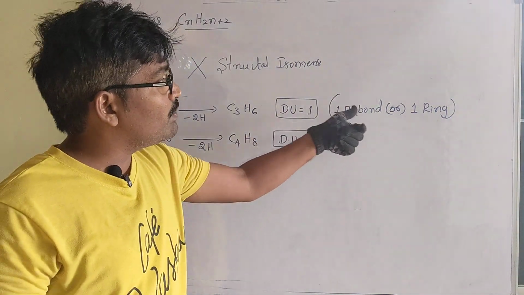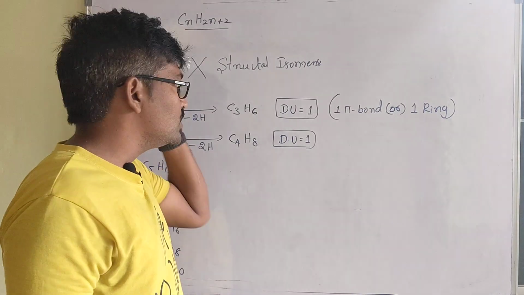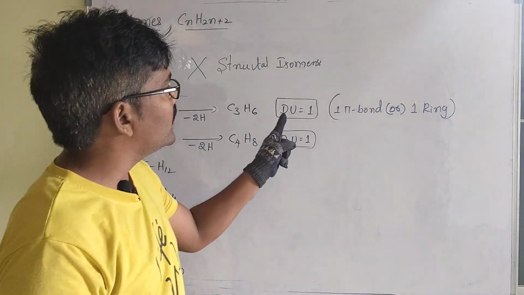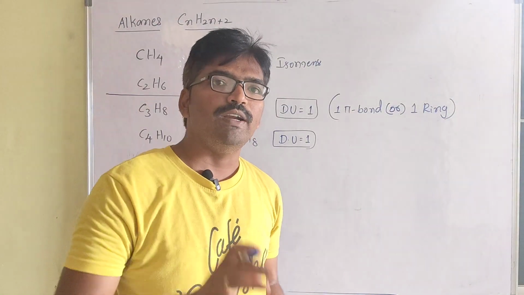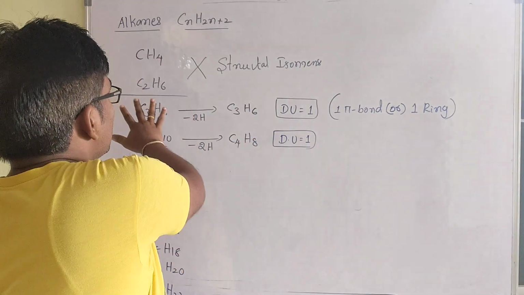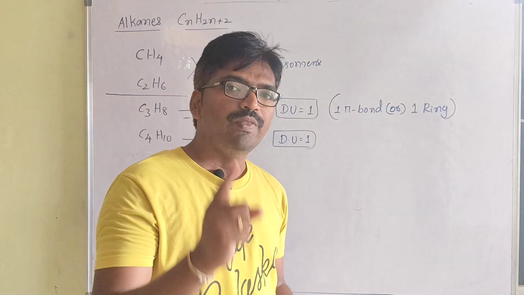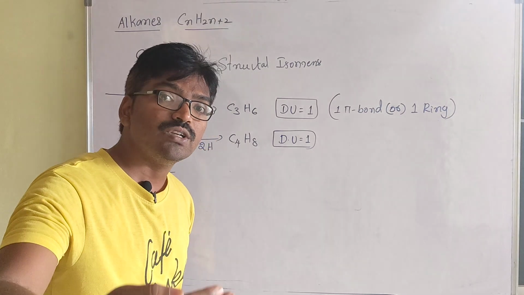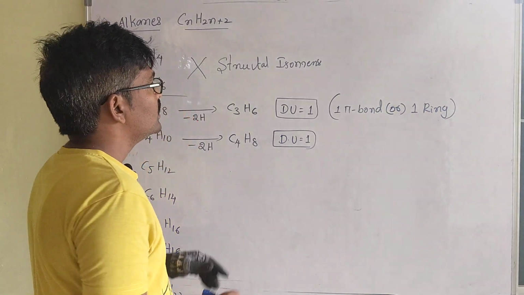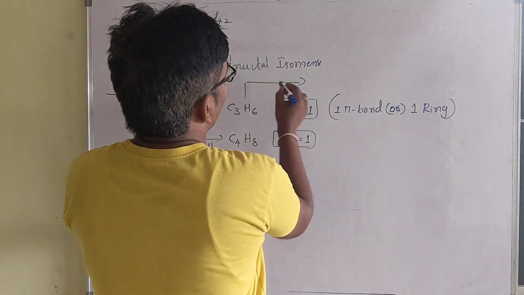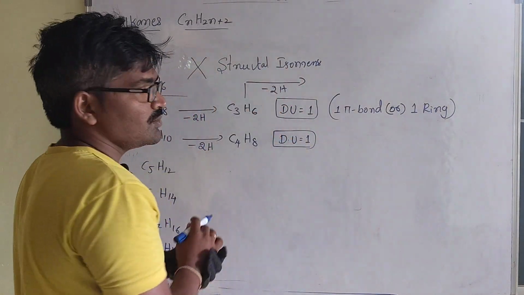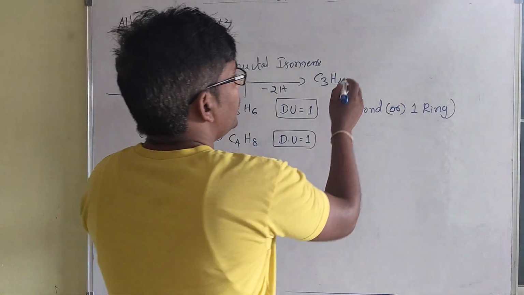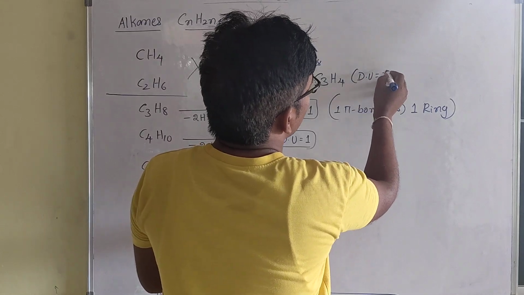So we'll see how 1 pi bond is possible, and how 1 ring is possible, in the C3H6 molecular formula. First you have to find out the degree of unsaturation. How do we find the degree of unsaturation? If 2 hydrogen atoms are fewer than the alkane, then the degree of unsaturation is equal to 1. If 4 hydrogen atoms are fewer, the degree of unsaturation is equal to 2. Here, from this we again reduced 2 hydrogen atoms, so 2 hydrogen atoms are less, then C3H4, right? Its degree of unsaturation is 2, right?